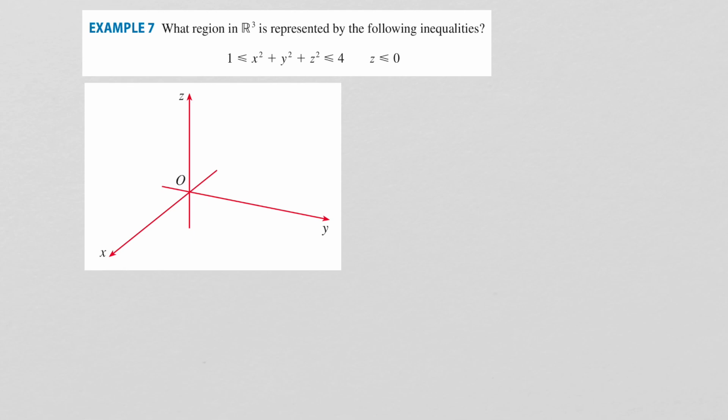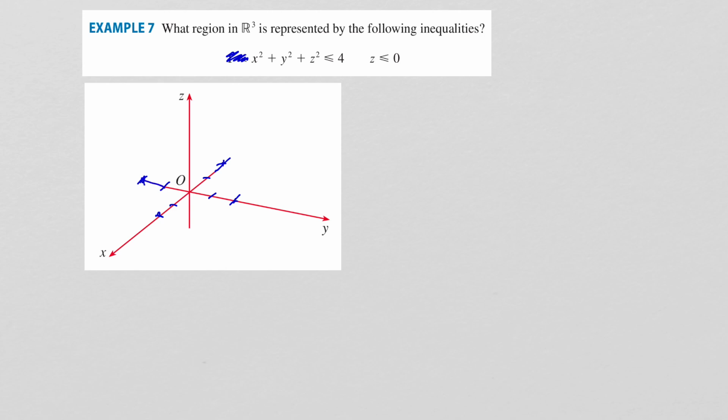And finally, what region in R3 is represented by the following inequalities? We have x squared plus y squared plus z squared is in between positive 4 and positive 1. And we have z must be less than or equal to 0. Well, let's think about the first part. We know that x squared plus y squared plus z squared equals 4 would be a sphere of radius 2. So if I go out 2 units in all directions, we would simply draw a sphere, a ball, that goes through all of these points.